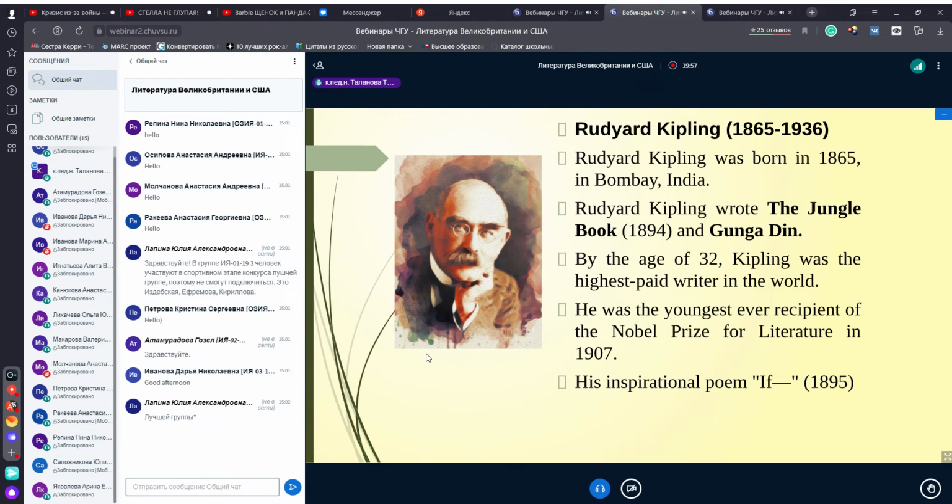Let's move on to Rudyard Kipling. If you think about Rudyard Kipling, you will always remember him as a short story writer, poet, and novelist. He's famous for his tales and poems of British soldiers in India, and of course the tales for children.